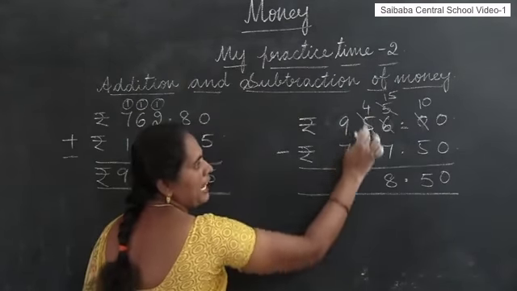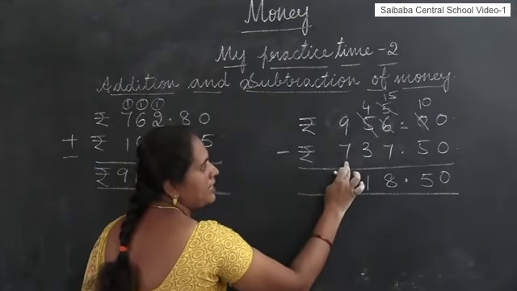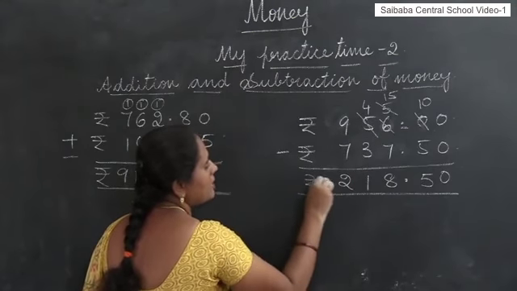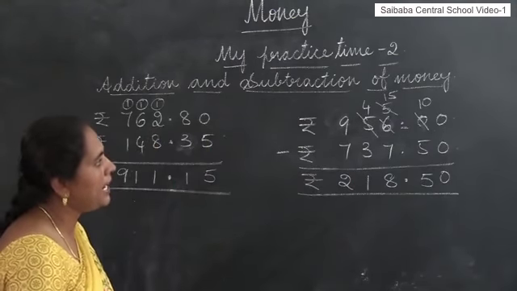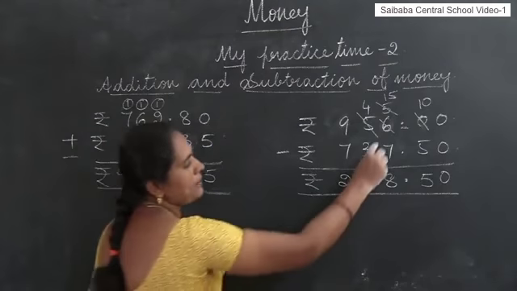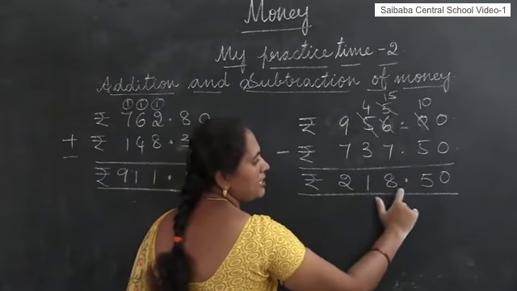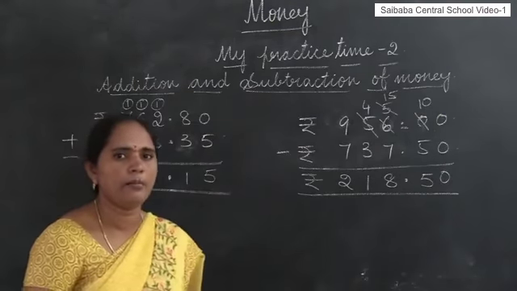Now take 4, take away 3. Yes, 1. Now take 9, take away 7. How much? 2. So what is the answer? 218 rupees 50 paise. Like normal subtraction only. But we have to keep the point. This is the only difference between money subtraction and normal subtraction.